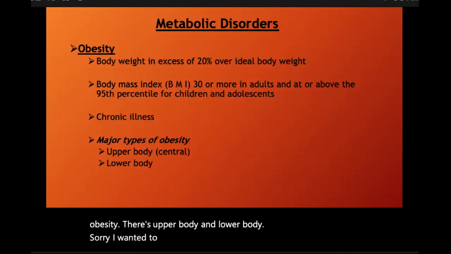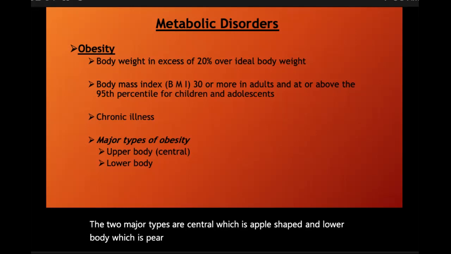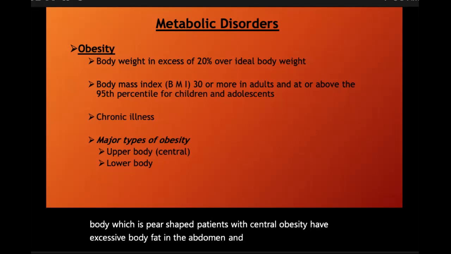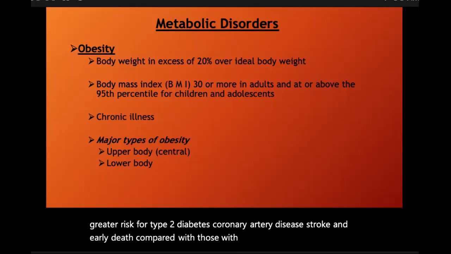So there's upper body and lower body obesity. The two major types are central, which is apple-shaped, and lower body, which is pear-shaped. Patients with central obesity have excessive body fat in the abdomen and flank areas and are at greater risk for type 2 diabetes, coronary artery disease, stroke, and early death, compared with those with lower body obesity, and they have more tissue in the buttocks and thighs.